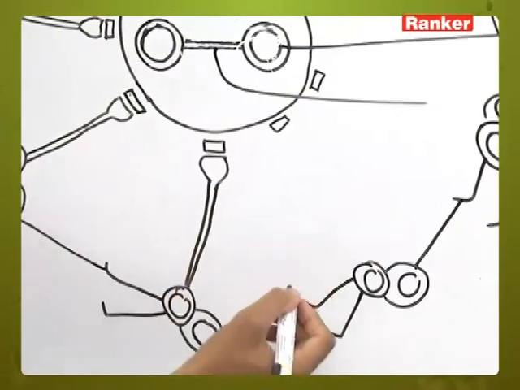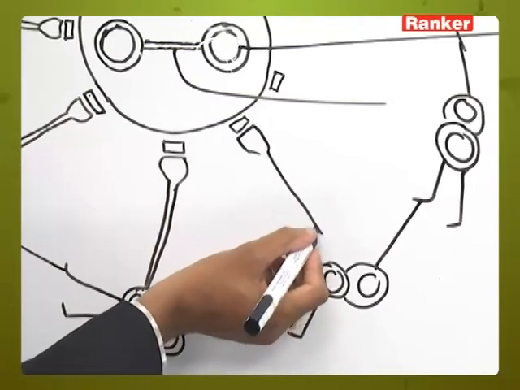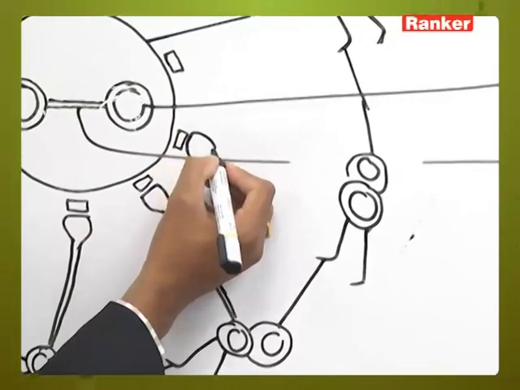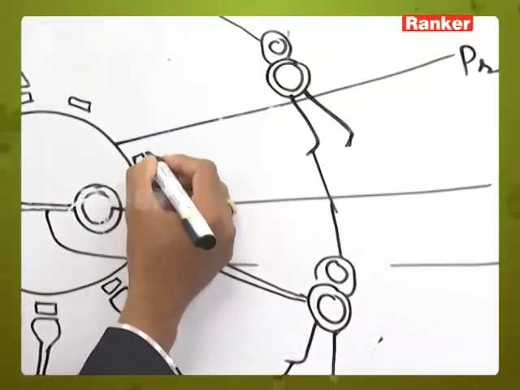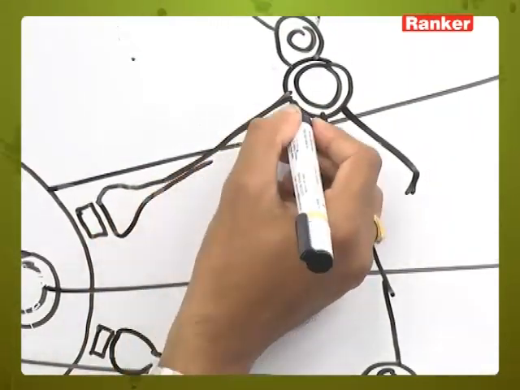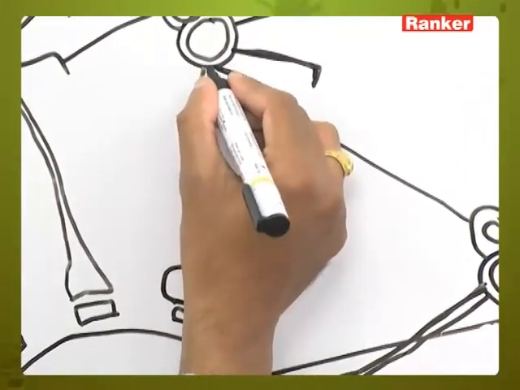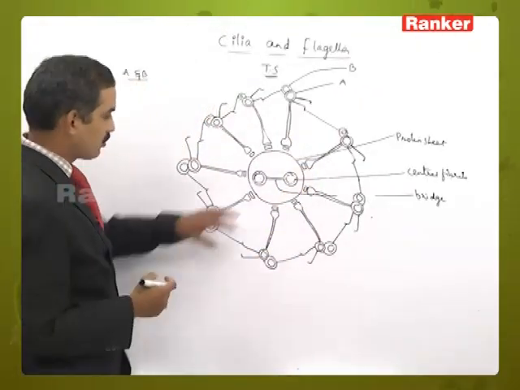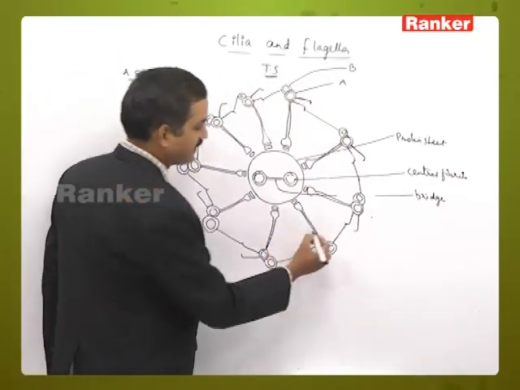And this radial spoke is connected to the A microtubule, present as a part of the peripheral microfilaments. So likewise, there are a total of 2 central fibrils and 9 peripheral fibrils which are connected with the spokes.